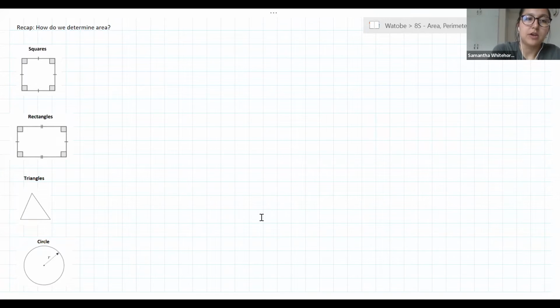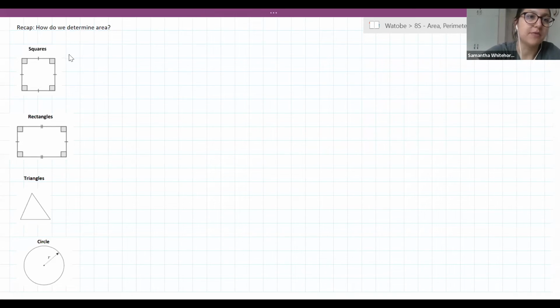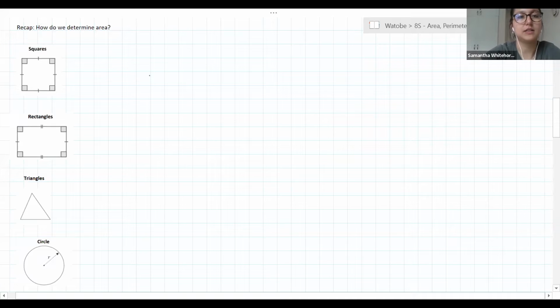Now, there are 4 basic shapes that we need to know how to work out the areas of. Those are squares, rectangles, triangles, and circles. So we need to know the area formulas of those 4. Now the first 2, you can actually use the same formula if you want to, but there are specific area formulas that we can write down.